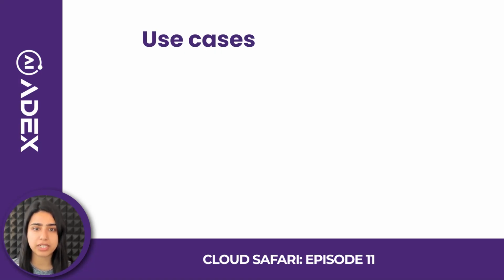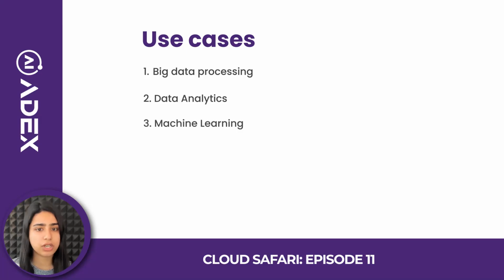First one is big data processing, used for data transformation and processing of large data sets. Second one is data analytics, analyze large data sets using frameworks like Apache Spark. Third one is machine learning, run machine learning algorithms at scale. And fourth one is real-time analytics. It processes streaming data with tools like Apache Flink.